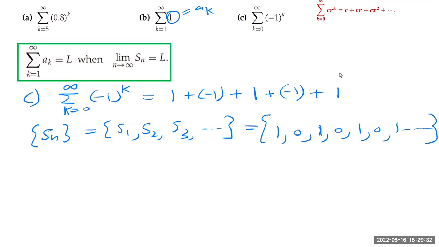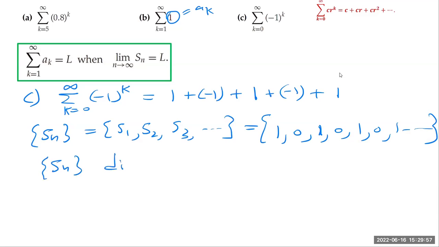It does not clearly converge because these are alternating, right? 1 and 0 are alternating. This sequence of partial sums does not converge to a real number L. These are always 1 and 0 alternating. They do not converge. So the sequence of partial sums diverges.